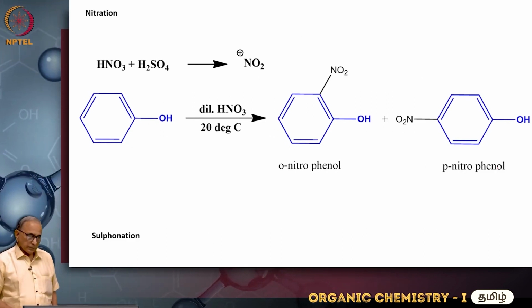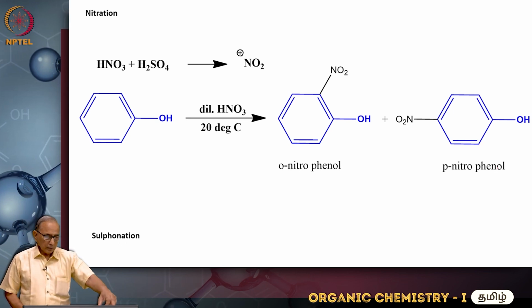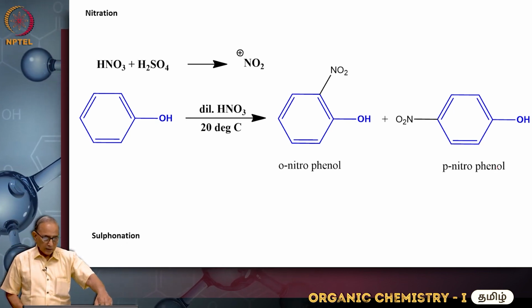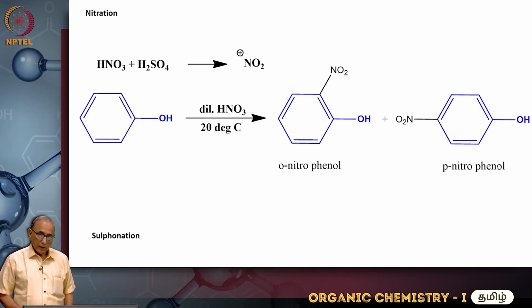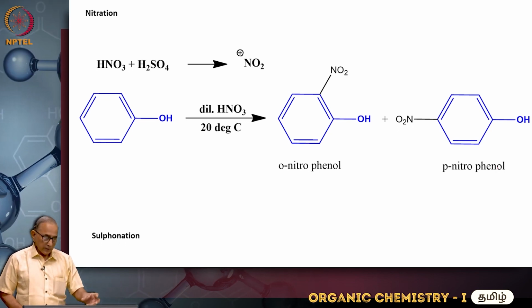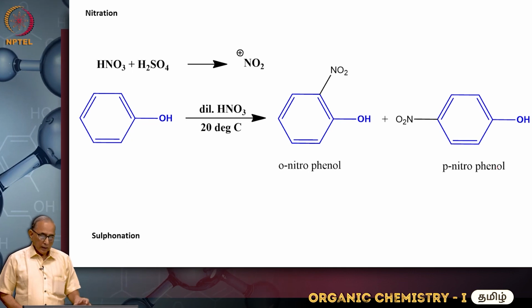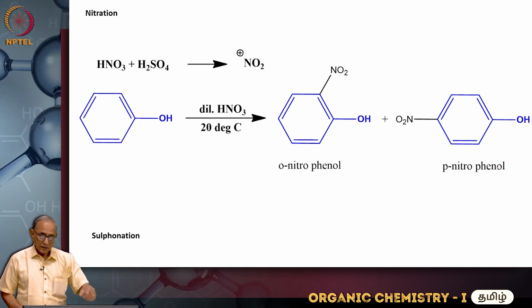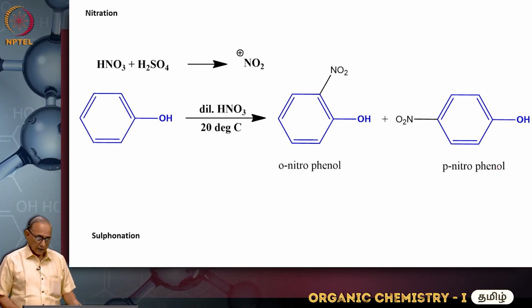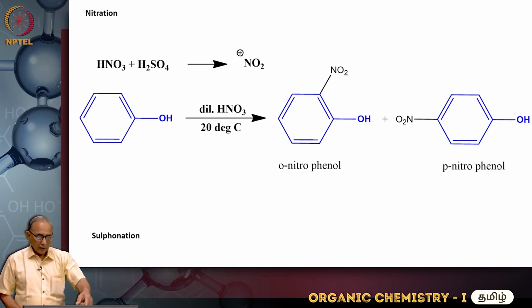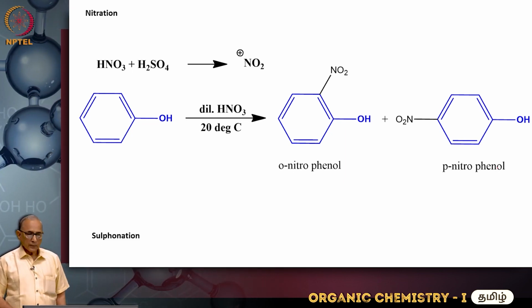In nitration, you have nitric acid and sulfuric acid mixture, which reacts with phenol. It is called mixed acid, nitric acid and sulfuric acid. They react to form NO2 plus.